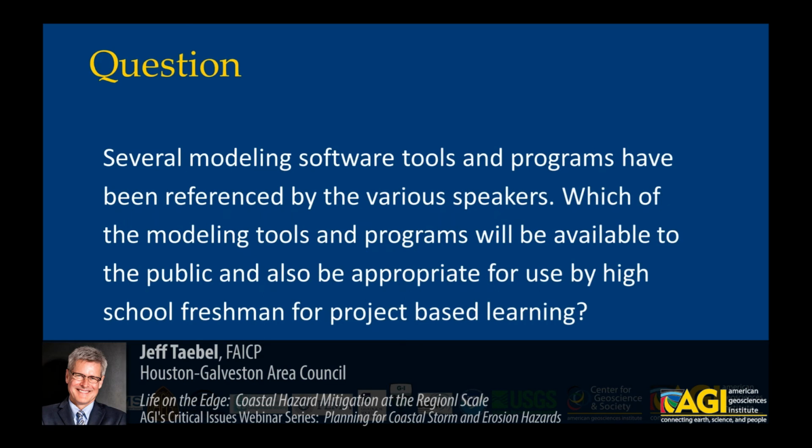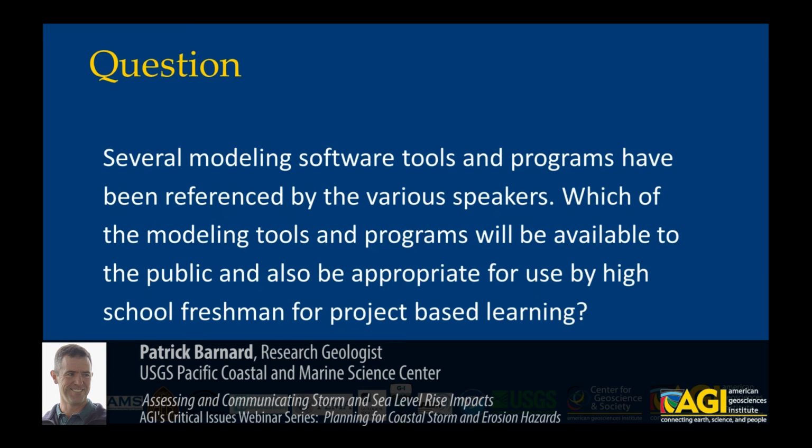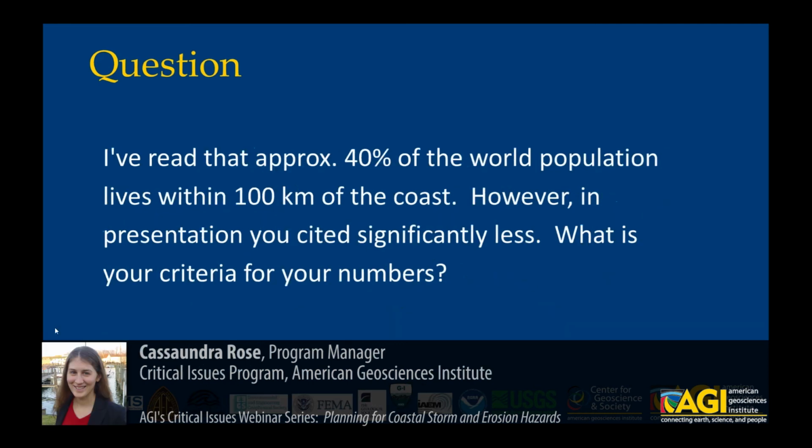This is Jeff. While it's only for the Texas coast, the Coastal Communities Planning Atlas is also available to the public and I think would be appropriate for use by high school freshmen. Yeah, same thing here for Our Coast Our Future. It's a very simple, publicly facing tool, and actually there's been a considerable outreach effort to get into high schools and middle schools to get kids to use this and learn more about the impacts of sea level rise and storms. Thank you.